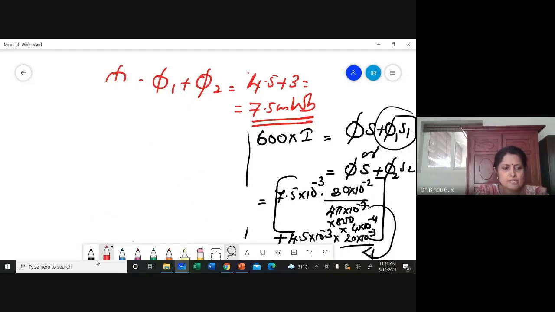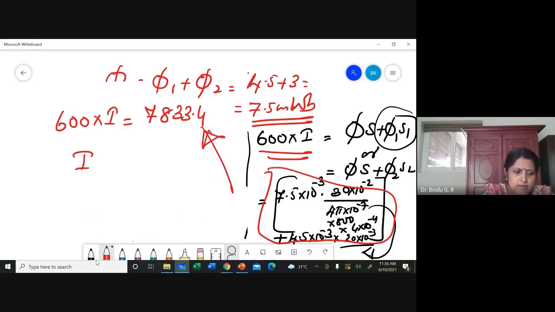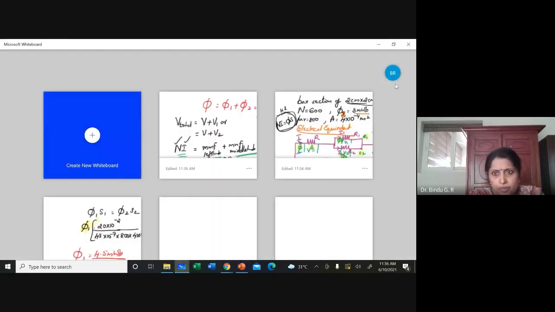I will end up with this kind of a relationship, that is 600 into I equal to 7833.4. This whole thing will come to this value, or I will be 7833.4 by 600, 13.06 ampere. This is the answer that you have to get. This is the magnetizing current that is required to be produced in the left limb so that the right limb has a flux density of 0.3 milliweber. I hope this is clear.